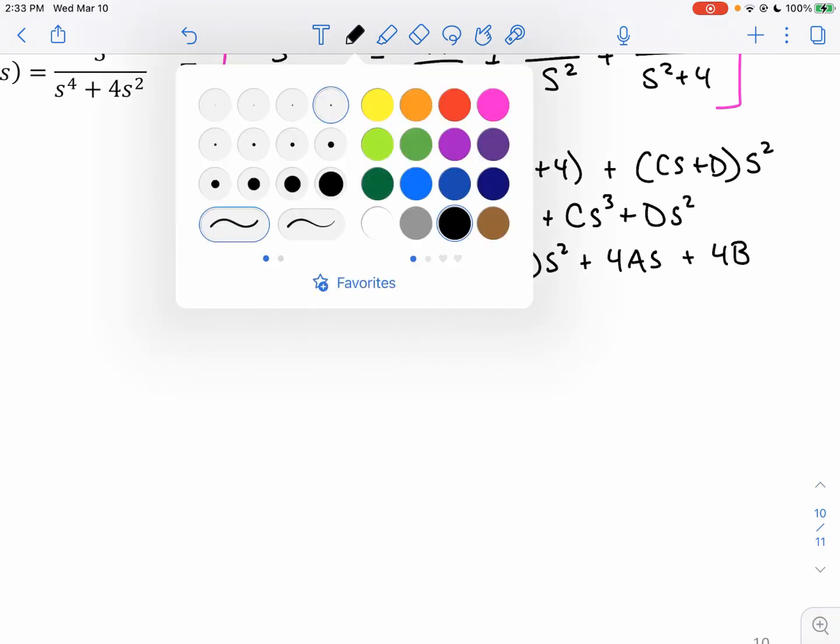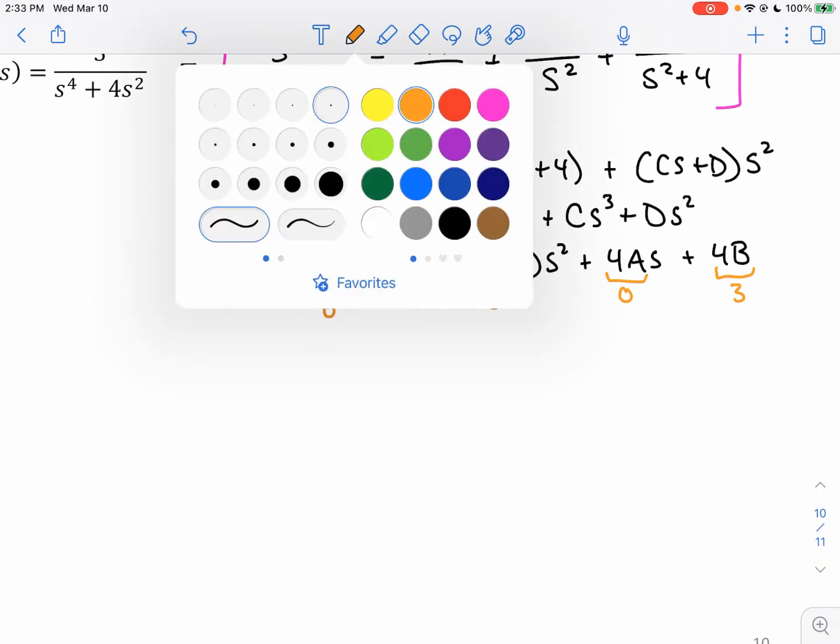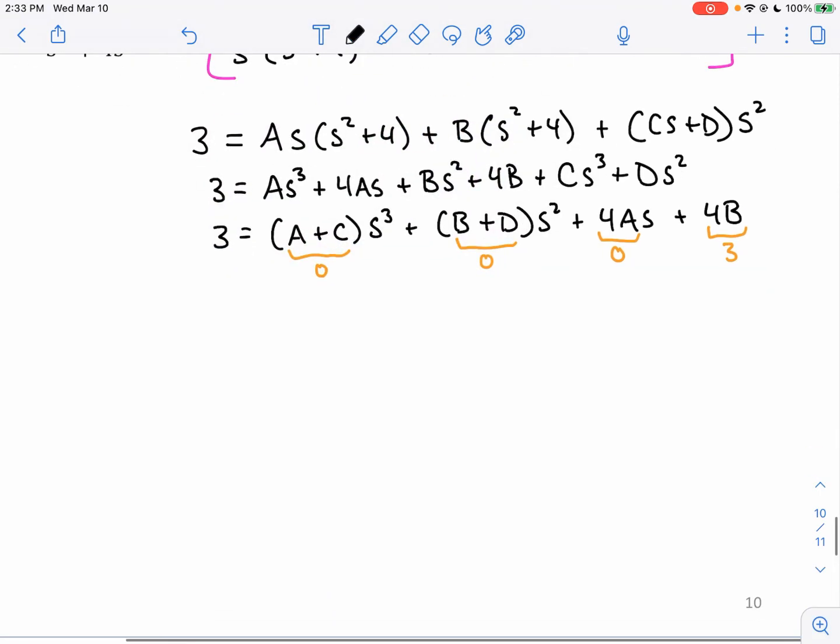So now what do these coefficients have to equal? Well, there's no s squared on the left side, so we have to get a 0 out of those ones. There's no s cubed or s squared or s, so all these coefficients have to be 0. But there is a constant on the right side, so the 4b has to be the 3. And this is going to give us a system. Well, we know that 4a is 0. That's going to be the easy one to go after first. So a has to be 0.